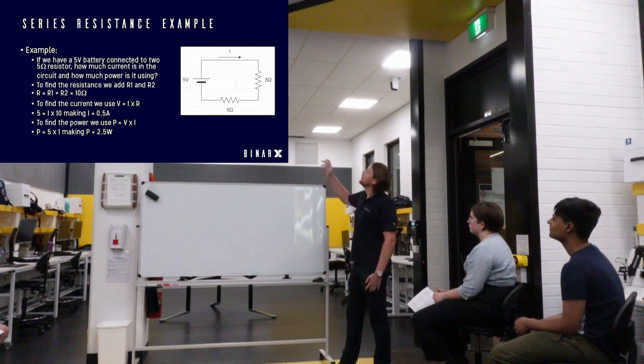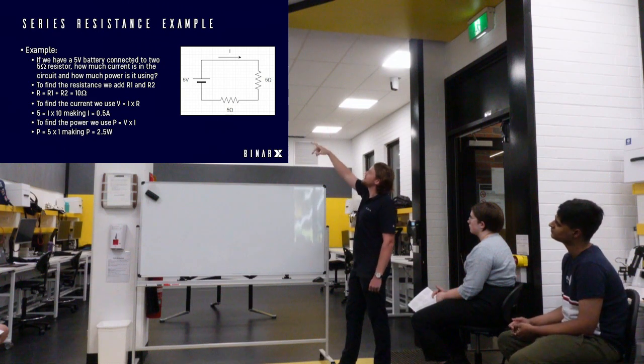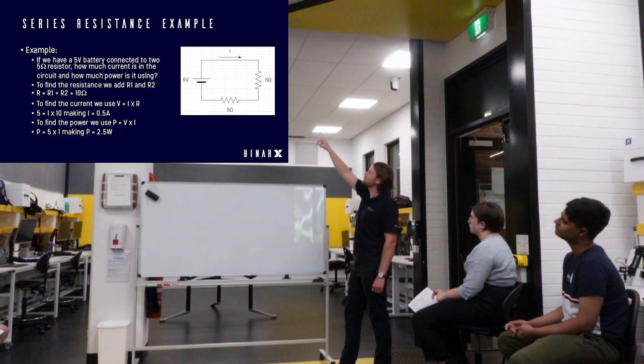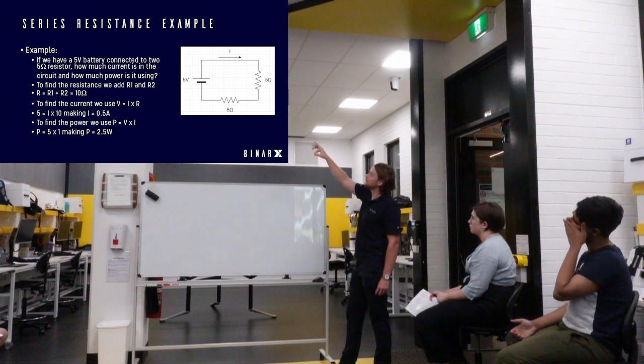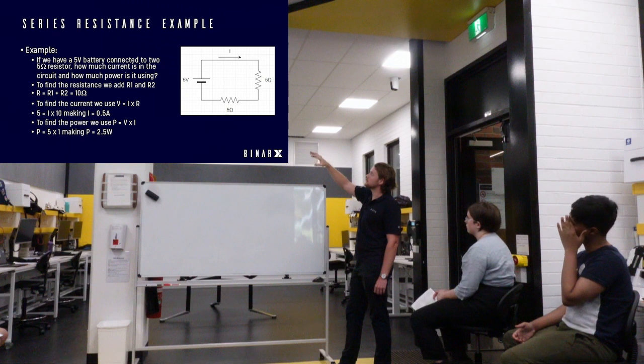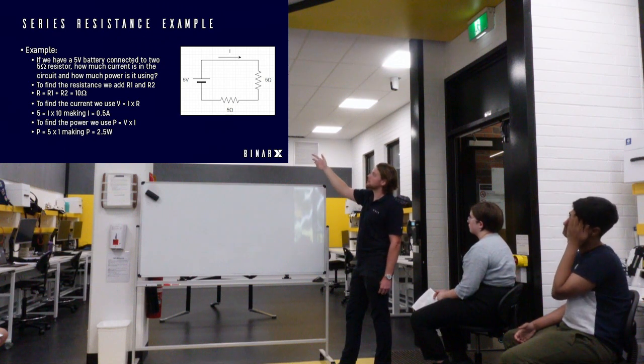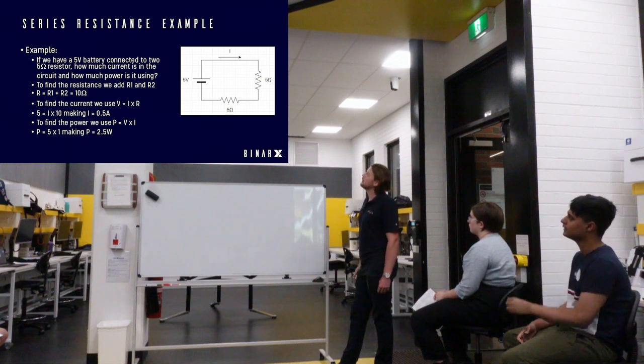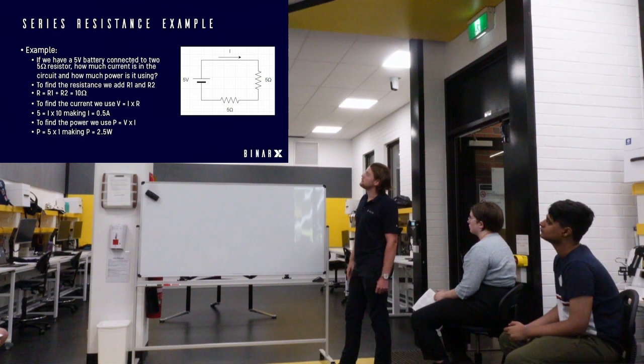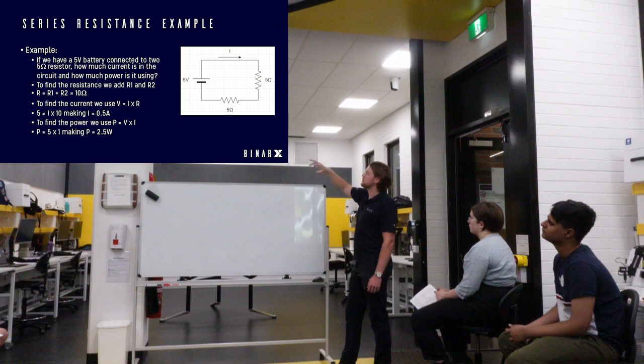Should have checked them. So we add our 2 resistors together, we get our 10 ohms, yeah? So to find the current through that, we do V is equal to IR, so we end up with V divided by R, which is 5 volts divided by 10 ohms, so we get our 0.5 amp current. And then to find the power that the circuit is now using, we do P is equal to VI, 0.5 times 5 is 2.5.